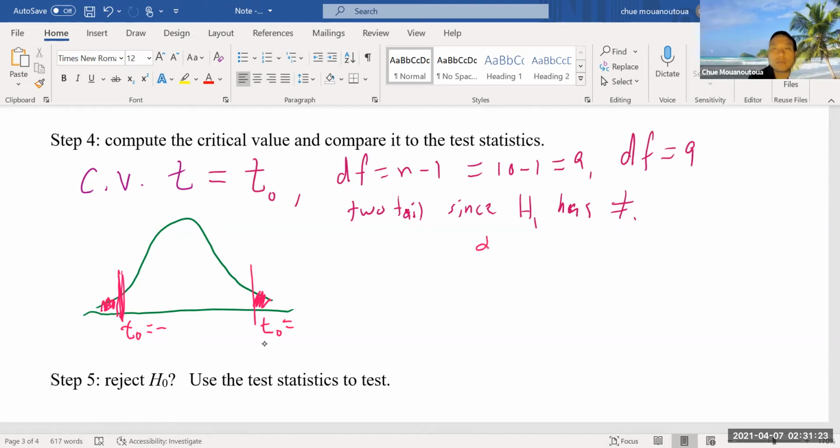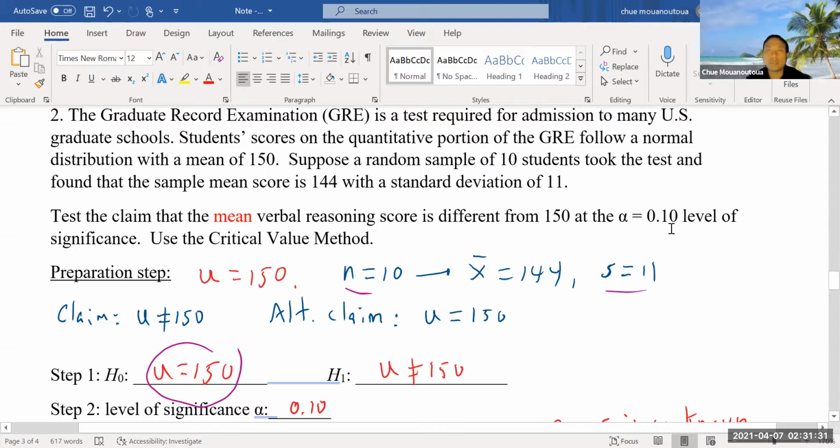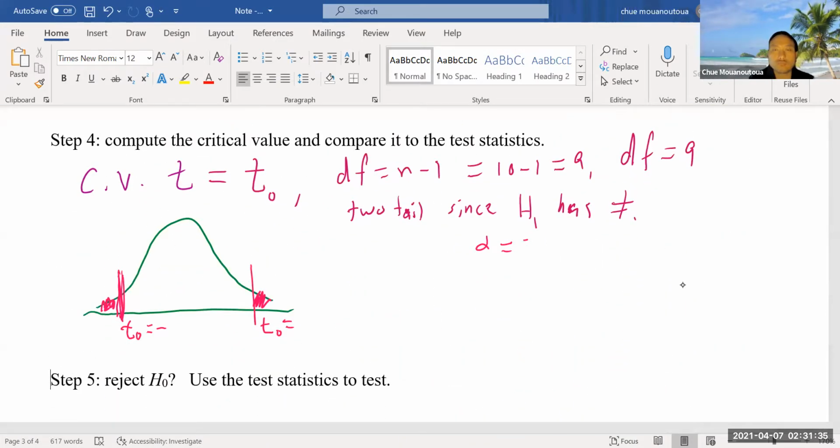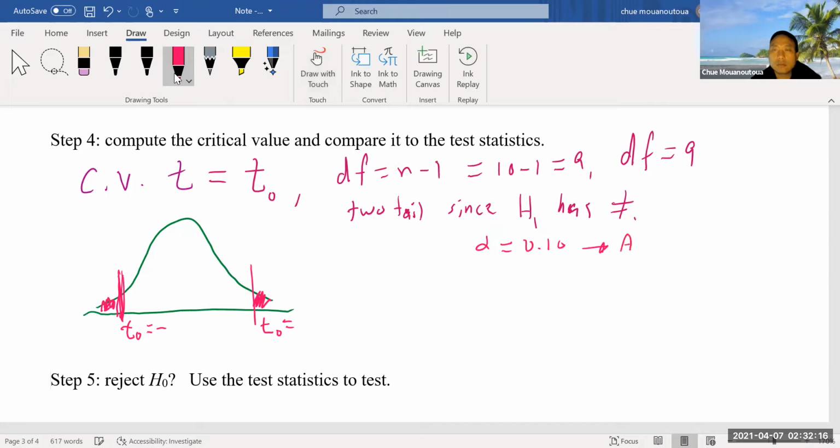Now, our alpha is, we're told, 0.1. Okay, 0.1. And it is a two-tailed test. So here we have 0.1, and that is a two-tailed test. In other words, this is the area in two-tail. So alpha is 0.10, and that is the area in two-tail.